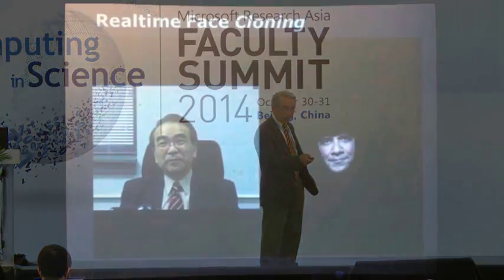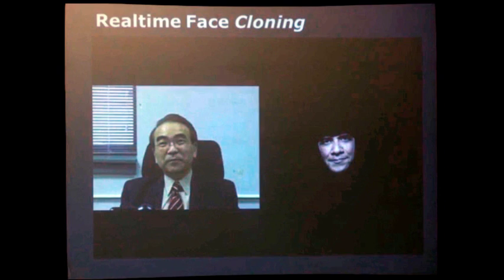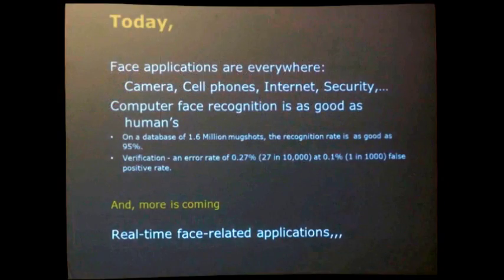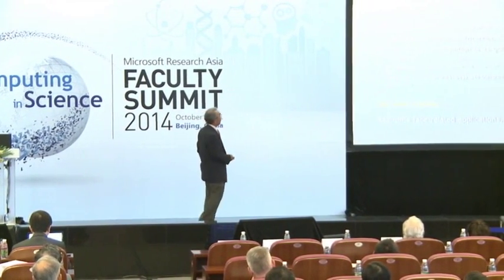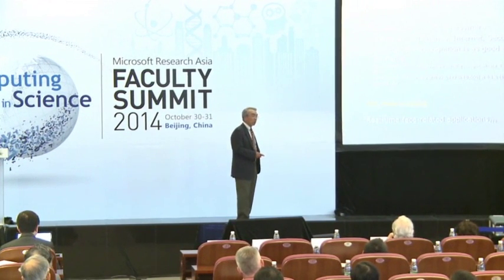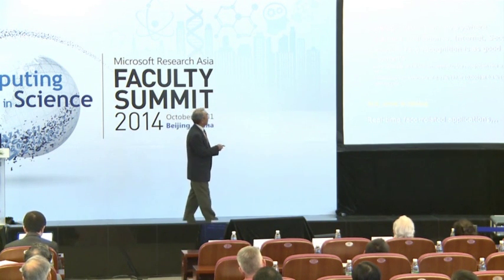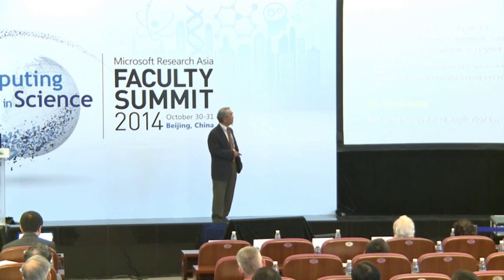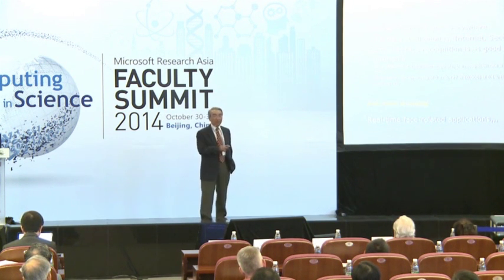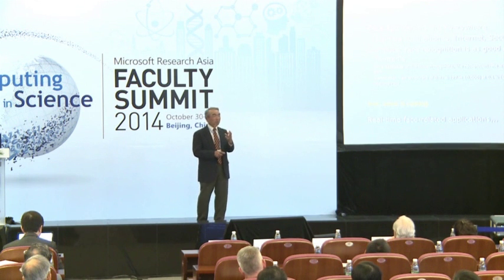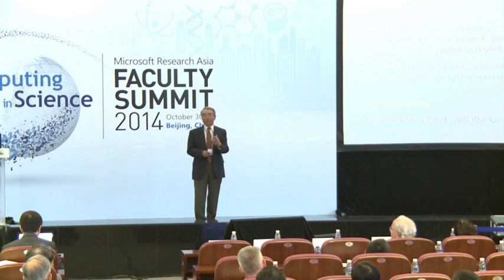So face applications are everywhere today: cameras, cell phones, internet security. And as I said, computer face recognition is as good as humans. And indeed, for most serious applications, computer performance is actually better than human. For example, given a database of 1.6 million mugshots, the recognition rate is as good as 95%. We cannot do that, because we cannot look at 1.6 million people, let alone even 100 people. I'm not sure if we can do it correctly.